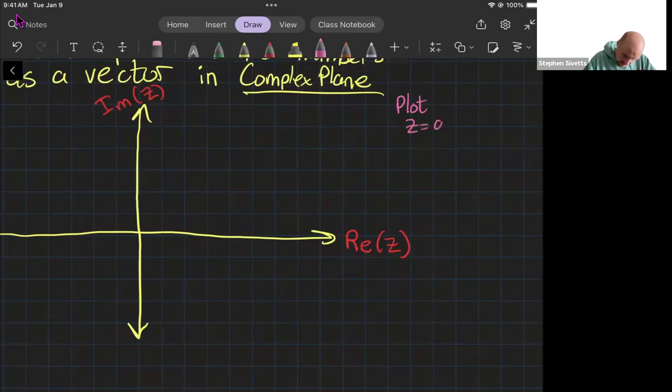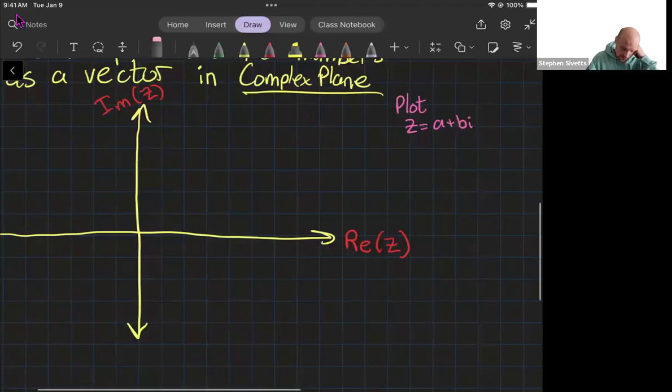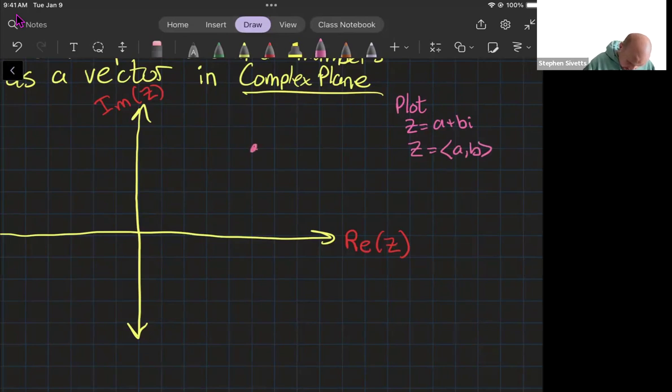So if I want to plot Z equals A plus BI, for example, and without loss of generality, we're going to say that Z belongs in the first quadrant being here, okay? We can write out Z as a vector. Z is equal to this in vector notation, A, B. So let's say this point is over here, okay? So this is the complex number A, B in vector notation, okay?